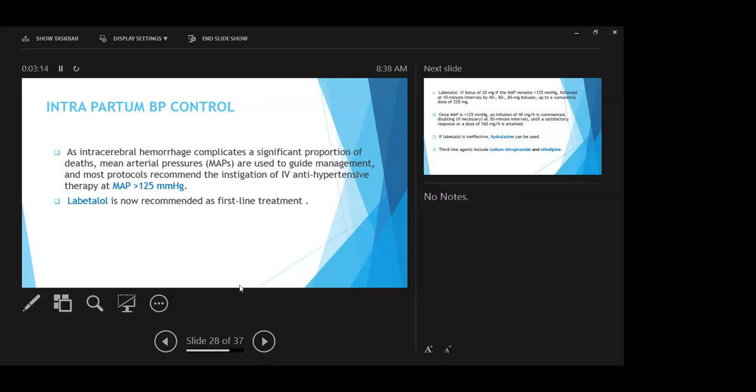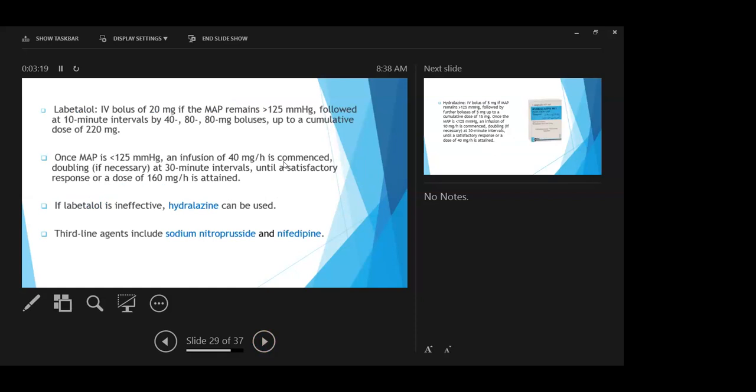Labetalol is the first line treatment. How do we give labetalol? We give an IV bolus of 20 mg if the mean arterial pressure is more than 125. Followed by a 10 minute interval, we can give 40, 80, 80 mg boluses up to a dose of 220 mg. The labetalol injection has 50 mg in 10 ml.